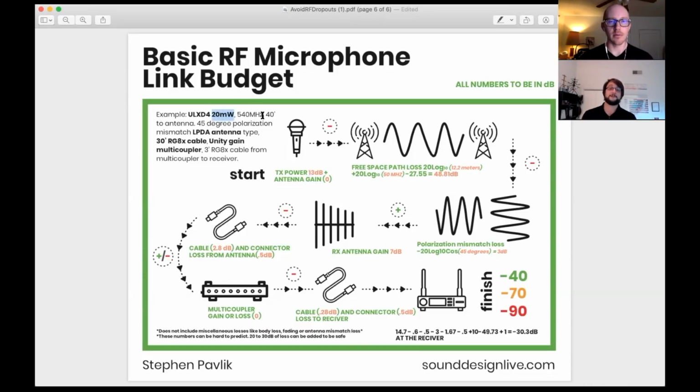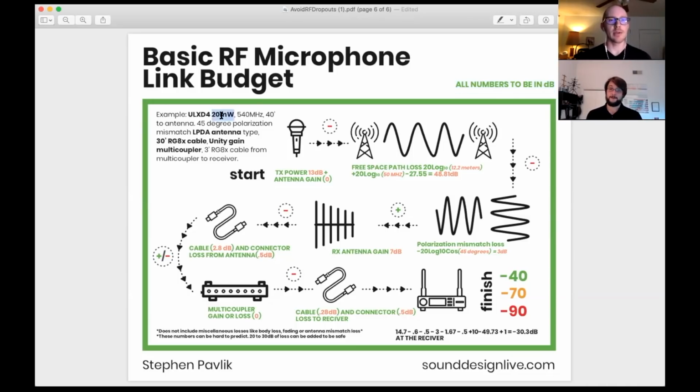Okay, why does this say 13 and this says 20? All right, so that is our conversion to dB. So if you notice in the top right, all numbers are to be in dB. If we actually make that mistake and do one in milliwatts, we're going to get a funky number that's not going to be accurate. So we need to make sure everything is in dB for this calculation.